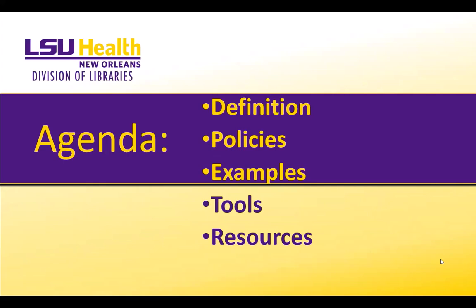During this session, I will go over a brief definition of accessibility in general, as well as in the context of digital information and scholarly works. I'll explain national guidelines and institutional policies regarding accessibility, some examples of what that functionality looks like for the user, and then some relevant tools and resources available to the scholarly content creating community.